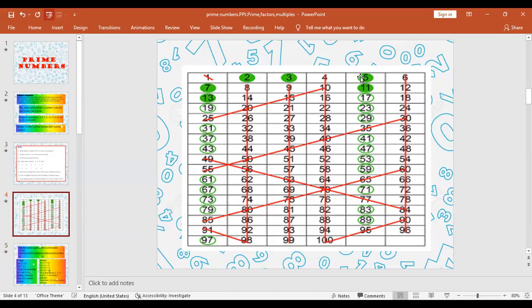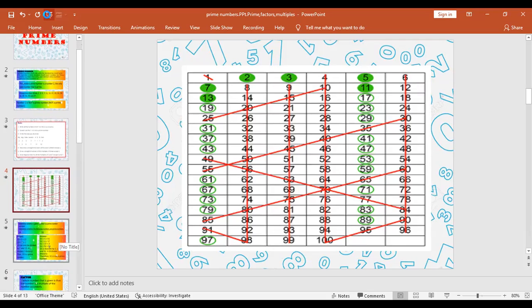And then in this next column, on 5, we've got 5, 11, 17, 23, 29, 41, 47, 53, 59, 71, 83, and 89. And in the sixth column, we don't have any. These are all not prime numbers. So again, from 1 to 100, we've got the prime numbers with this green circled color. All right, so let's move on.